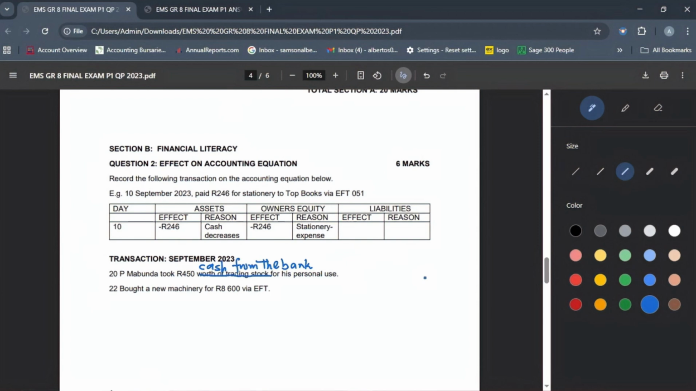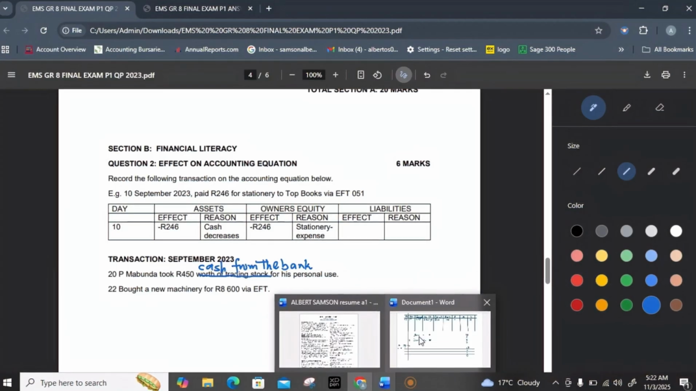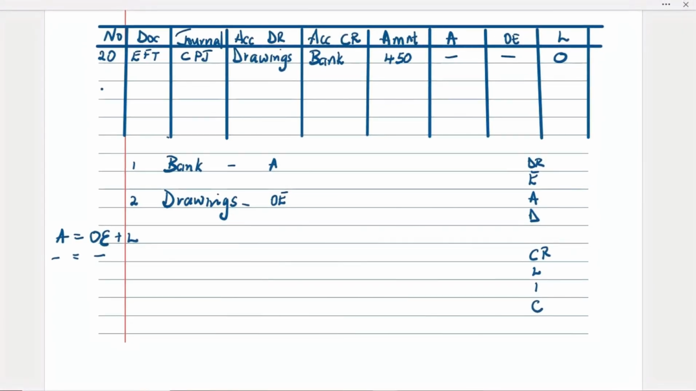Last question, that is for day 22. Bought a machinery for 8,600 via EFT. So we are buying. Again, we should analyze this using our table. Day 22, we are buying machinery. So when you are buying, it is CPJ because you are paying cash. And the cash was paid via EFT, our source document. Stays the same, it is EFT.